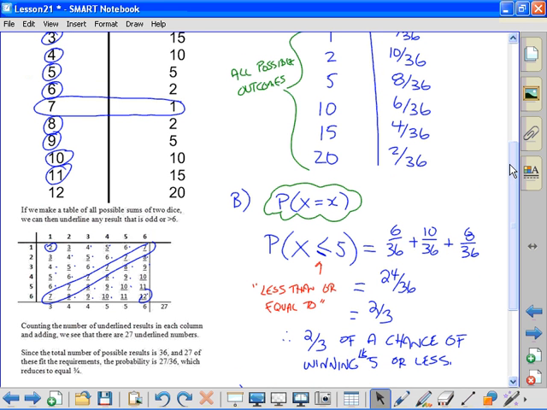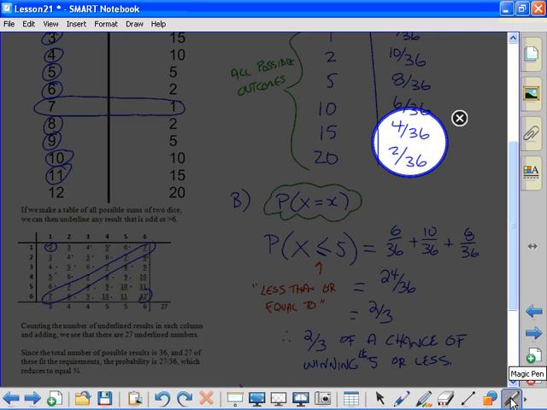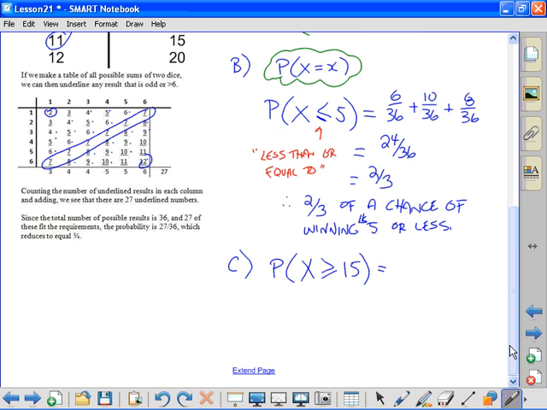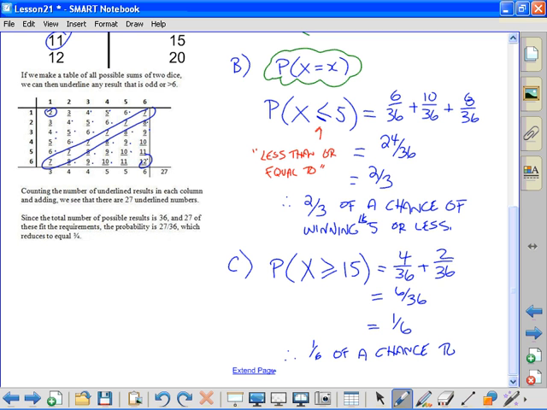So there's only 2 here. There is only our 15 and 20. So we just got to add 4/36 and 2/36 together to answer that. So the tabular form actually turns out to be, once you get through it and get it set up, helpful because you're just adding now out of that chart. So therefore, 1/6 of a chance to win 15 or more.